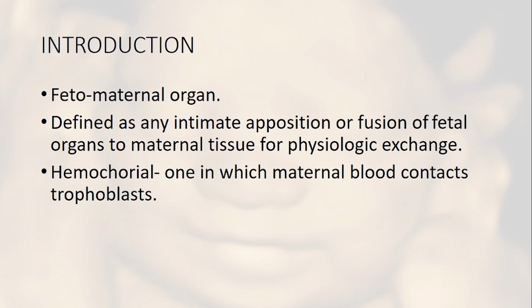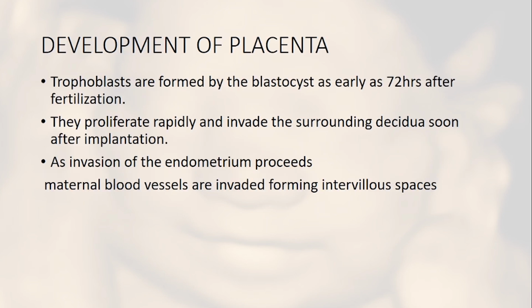So that's about the fetus. So let's really talk about the placenta. The placenta is a fetal maternal organ defined as intimate apposition or fusion of fetal organs to maternal tissue for physiologic exchange. The human placenta is hemochorial because the maternal blood contacts the trophoblast.